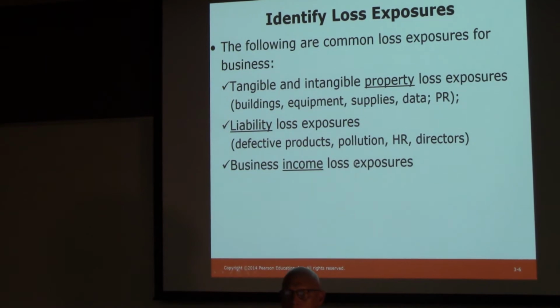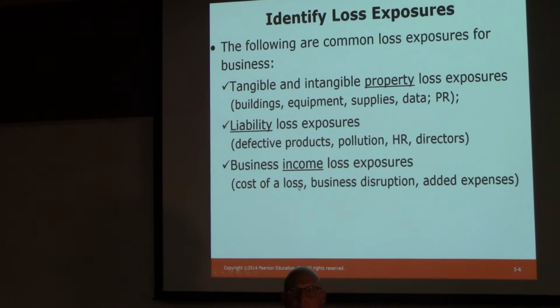Business income loss exposures. If there is property damage or the death of a key employee, you might have the cost of loss. You might have the cost of the business being disrupted. You might have added expenses involved with trying to operate your business from another location and having to purchase new equipment, things like that. So these are common loss exposures for business.